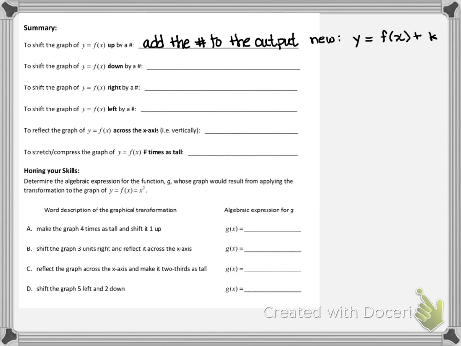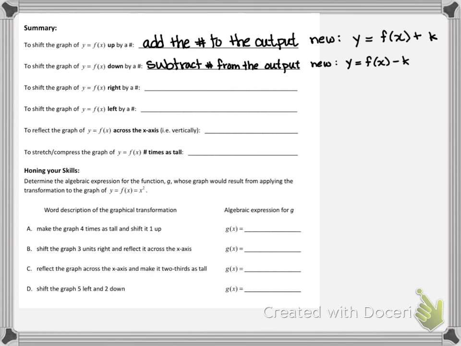What about down? Just do the opposite. Right, so we subtract it from the output. So subtract the number from the output. So our new function is y equals f of x minus k.